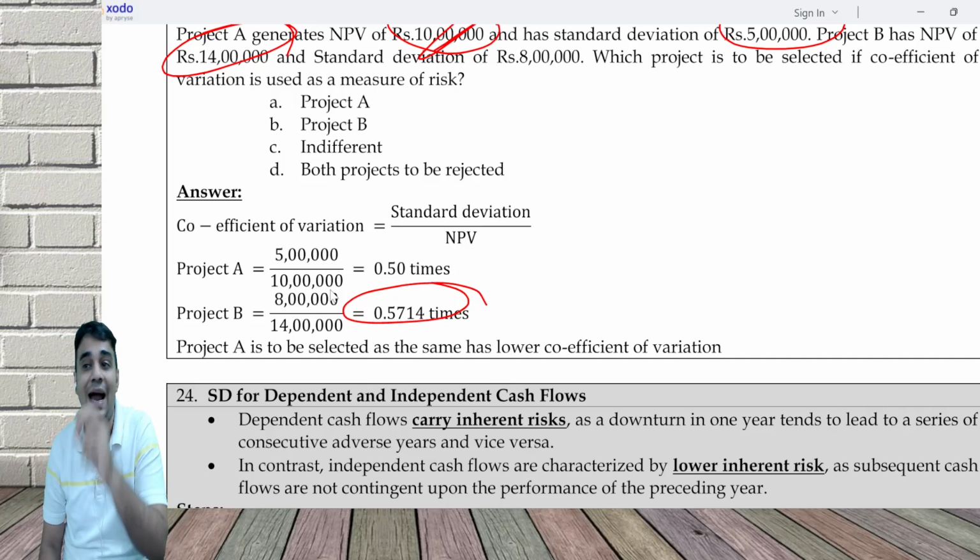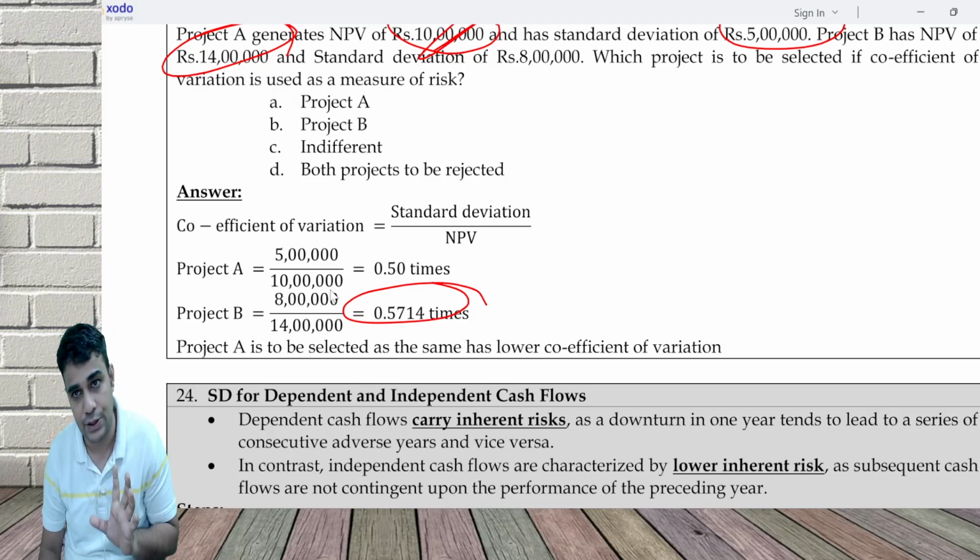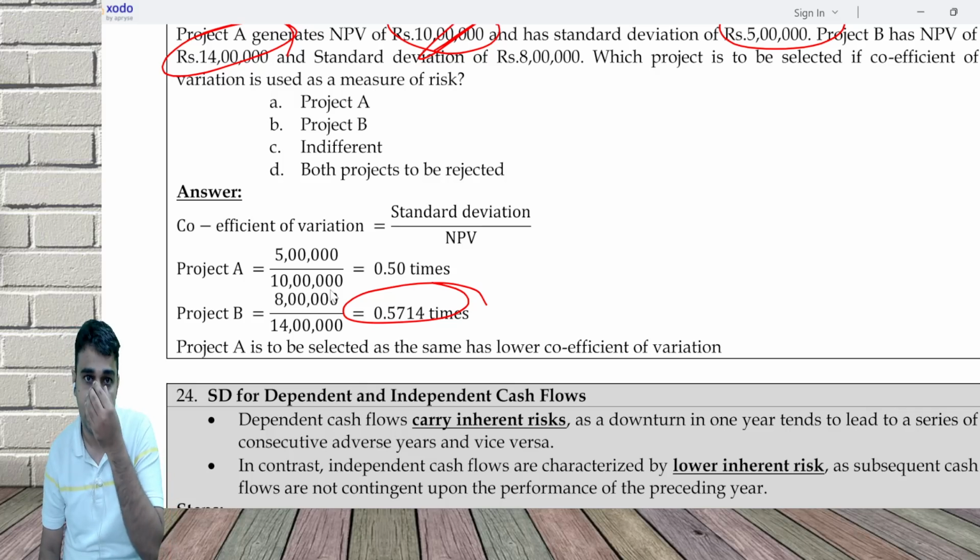Then you do standard deviation. There are two types of cash flow. One is called dependent cash flow. Second is called independent cash flow. Now first let me explain what is dependent cash flow and what is independent cash flow. In my regular class video, I've discussed a detailed approach to do the calculation. I cannot do the detailed approach here, but I'll explain some logic.